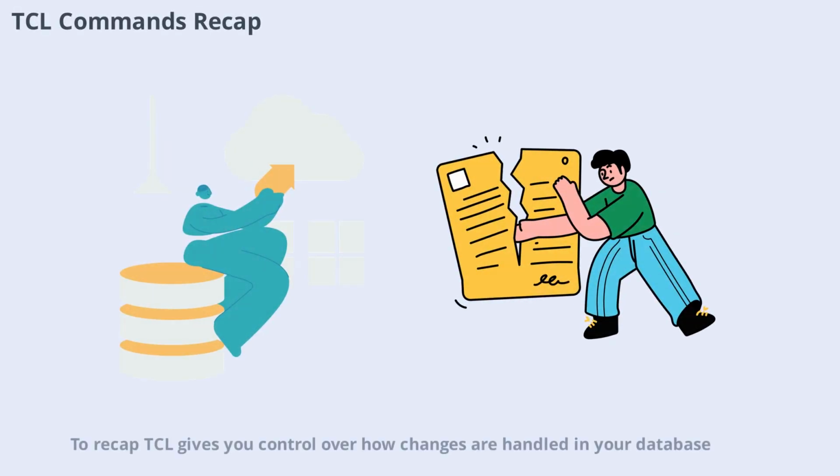To recap, TCL gives you control over how changes are handled in your database. Commit saves changes permanently, rollback undoes them, and SAVEPOINT lets you set markers for partial rollbacks. Together, these commands help you manage transactions safely and efficiently.